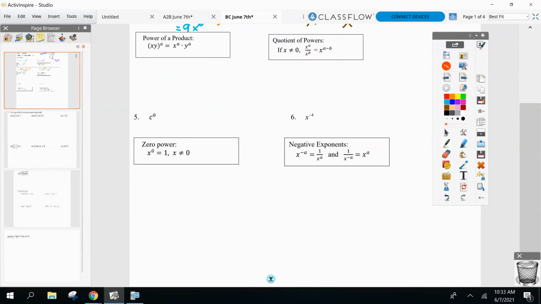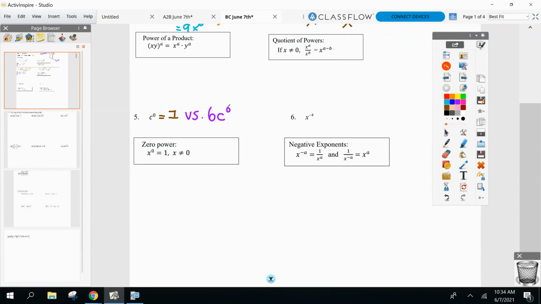0 power. Any base raised to the 0 power is equal to 1. Ready? Oh, whoa, whoa. I wish it was that easy. What if I throw a 6 in front and go 6c to the 0? Oh, I see a 0. Answer must be 1. Not here. Answer is not 1 here.